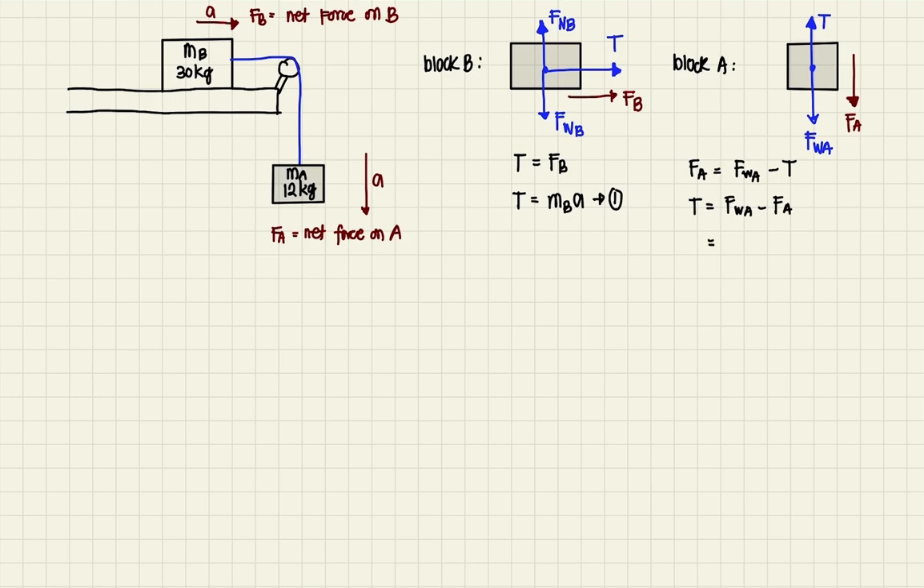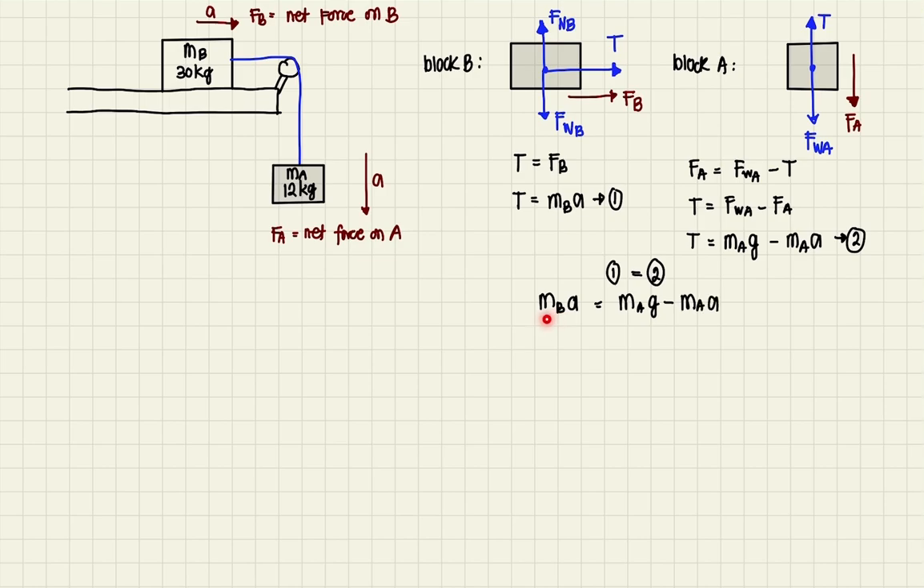But the weight of block A is equal to the mass of block A times acceleration due to gravity, minus the mass of block A times the acceleration of block A. That is equation number 2. So equating the two equations, equation number 1 equals equation number 2, that's M_B a, because both are equal to tension T. So we equate the two: M_B a is equal to M_A g minus M_A a.